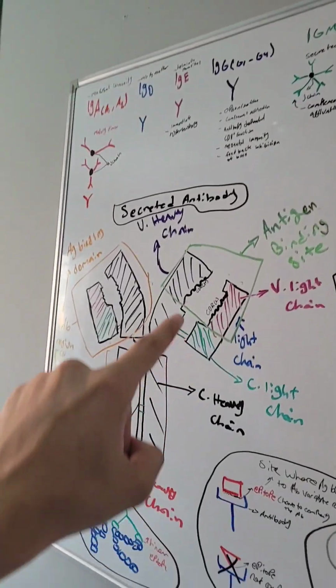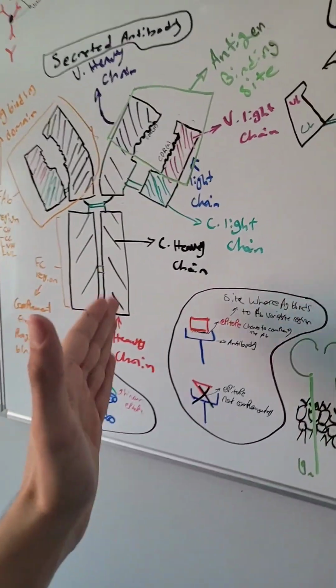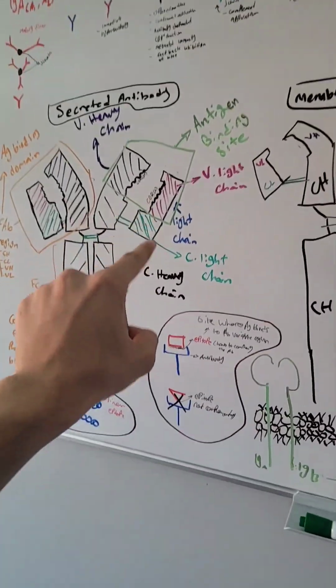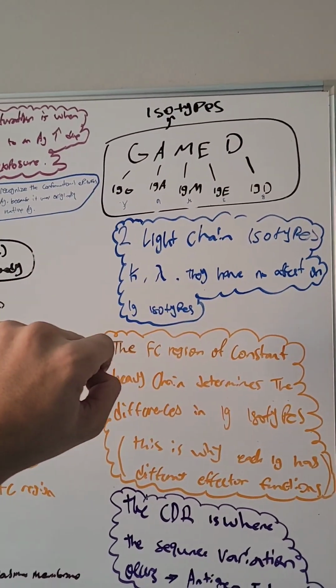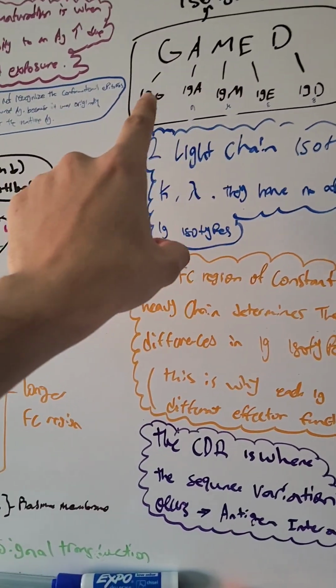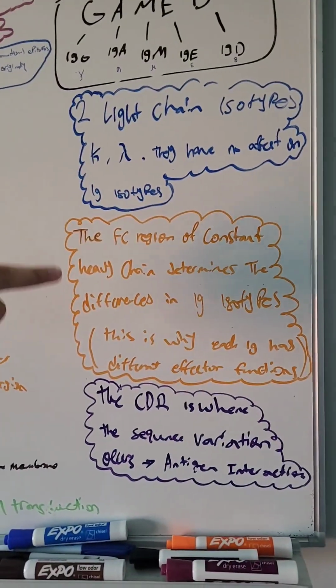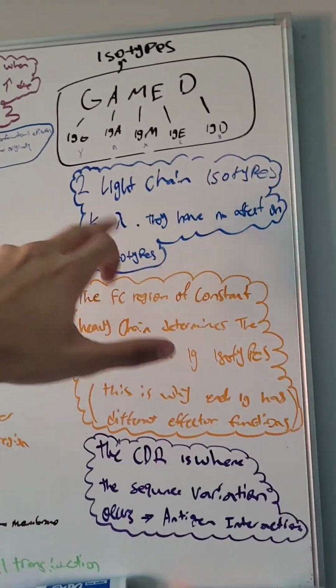Another important thing, you know how I said we have a light chain here and a heavy chain here? The heavy chain has 5 isotypes. That's it. The light chain has 2 isotypes. It has a kappa and a lambda, and they have no effect on the immunoglobulin isotype, whereas the Fc region has an effect on each of these guys' isotypes. The kappa and the lambda, they have no effect on the immunoglobulin isotype.